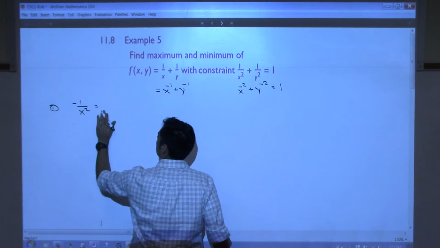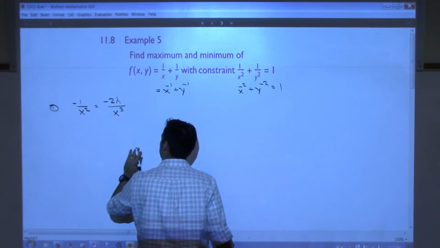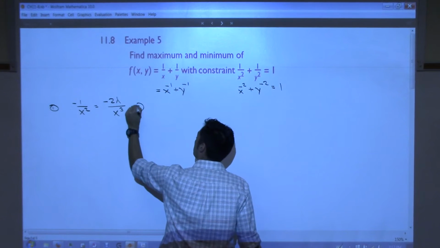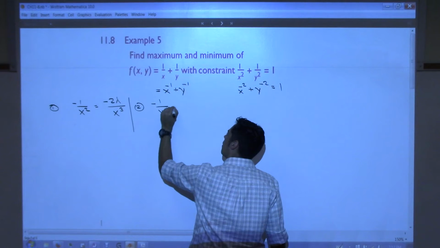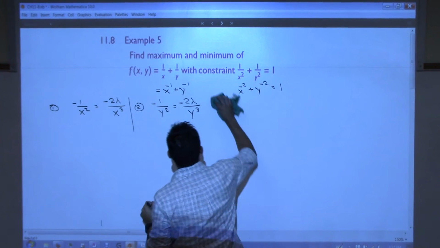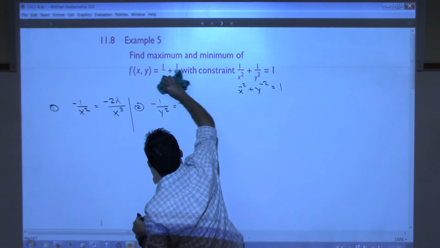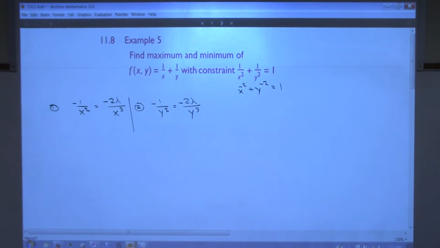So how about I do this? Negative 2 lambda over x cubed. Second equation, negative 1 over y squared equals negative 2 lambda over y cubed. Pretty much identical, isn't it? And then the third is the constraint. Any ideas here?